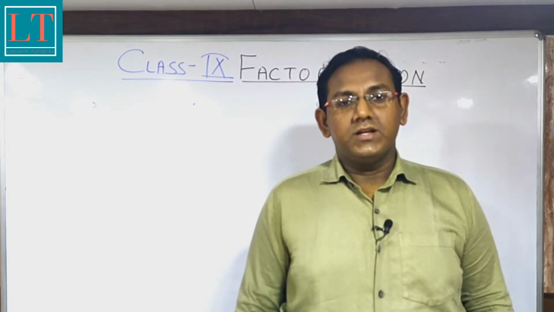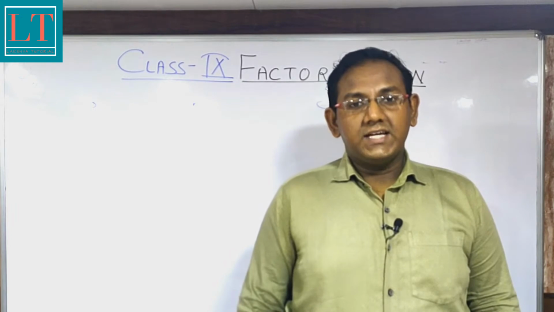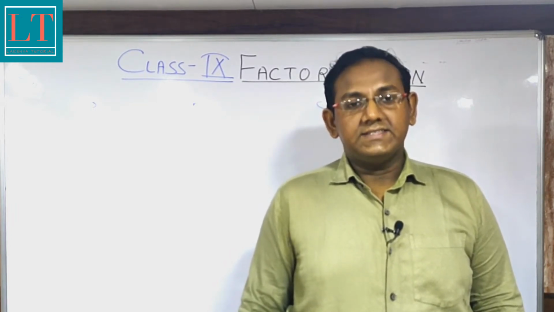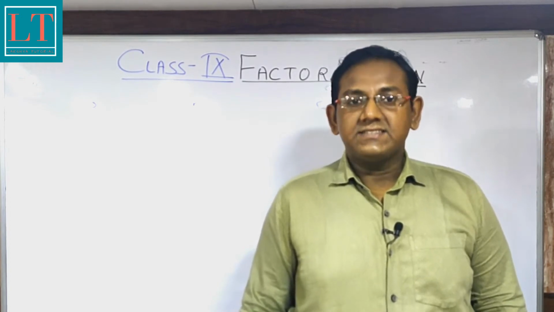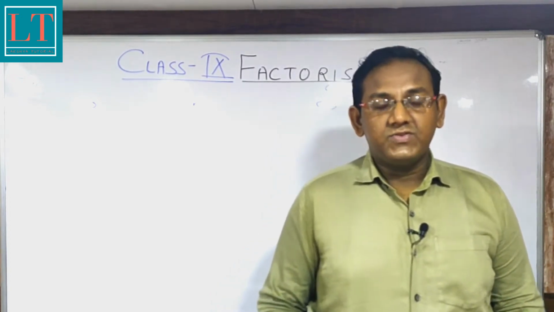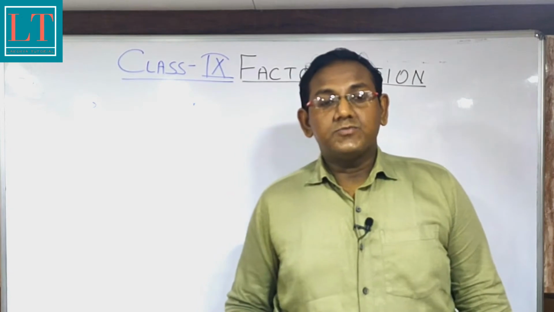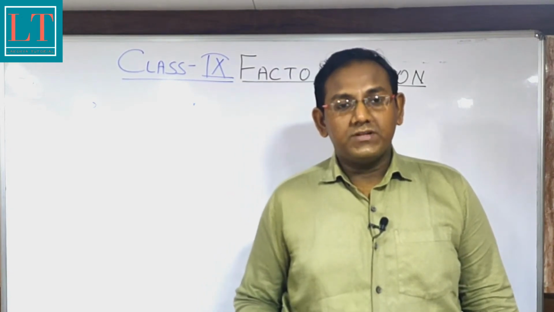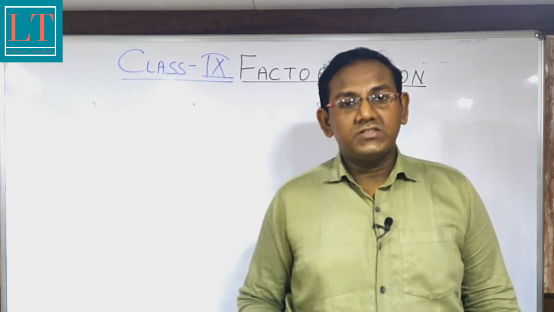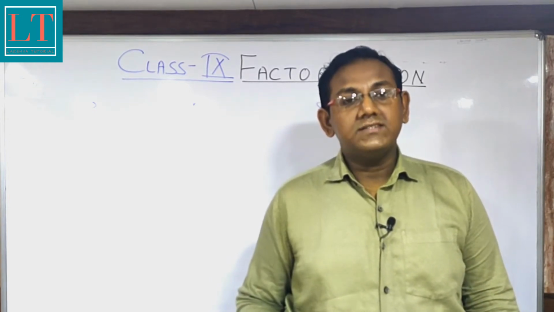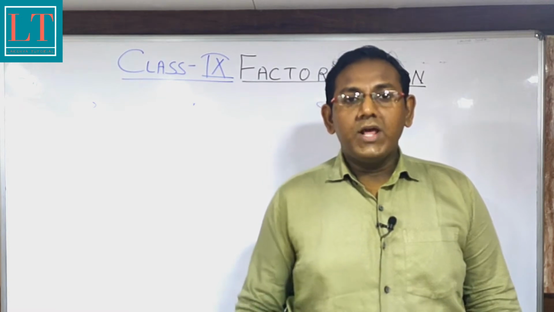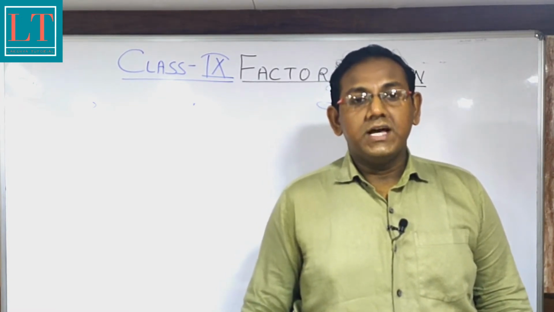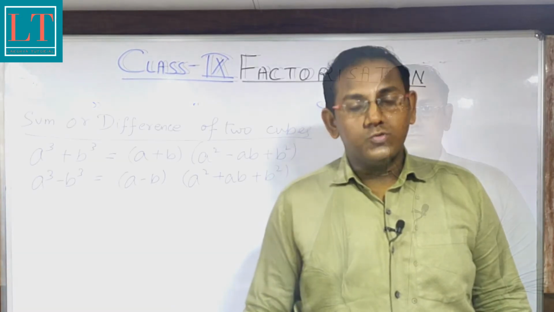Lecture of Lux tutorial. In the previous lecture, we already discussed the different methods of factorization in the class 9 syllabus. The first method is taking the common terms. The second is grouping of terms. The third is the difference of two squares, and the fourth is middle term factorization. Today we are going to discuss the fifth method, that is the sum or difference of two cubes.